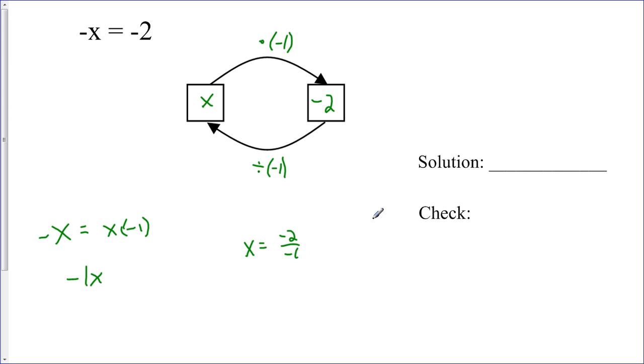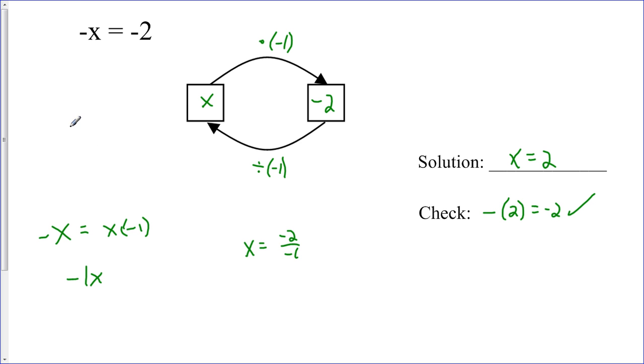And negative divided by negative is a positive. 2 divided by 1 is 2. So x equals 2. And the check is almost trivial. The opposite of 2 is negative 2, and that is absolutely true.